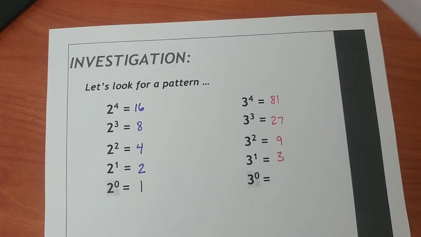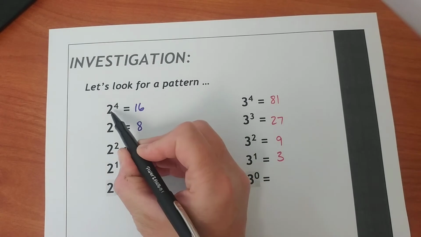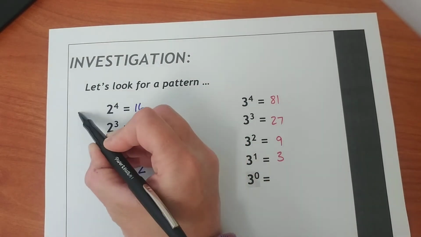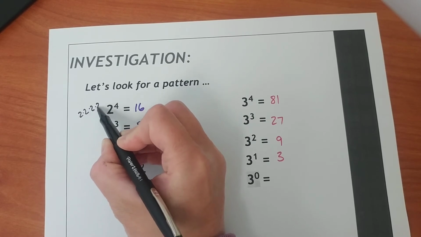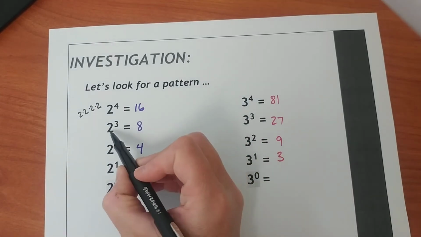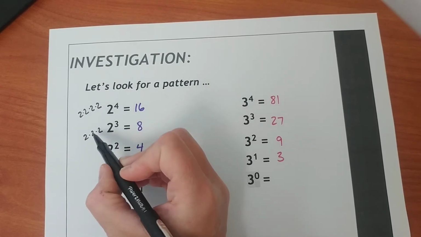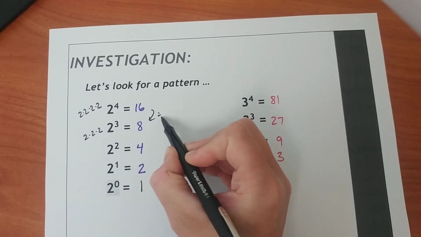Well, think about this as a pattern. Here I have 2 to the 4th power, and that's 16, because that's really 2 times 2 times 2 times 2. Now here, when I do 2 to the 3rd power, do you see how I have 1 less 2? It's kind of like dividing by 2.